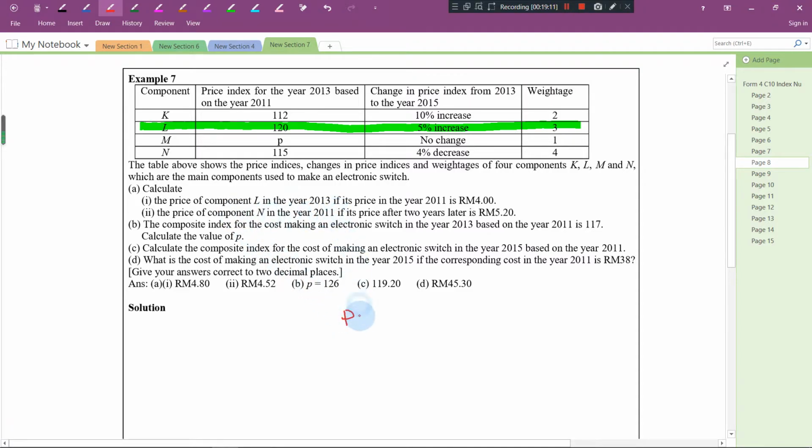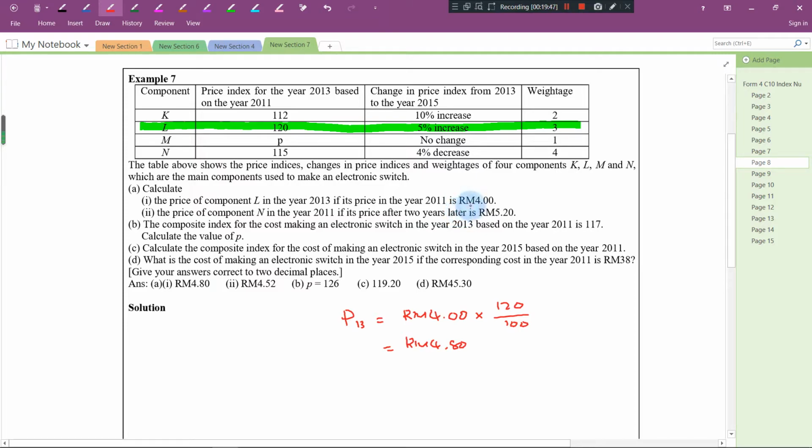The price in 2013 is equal to 4 ringgit times the increase of 20%, right? Times 120 over 100. Okay, if we get a very long decimal, we need to give our answer correct to 2 decimal places. Let's try this. So it's 4 ringgit 80 cents. Okay, if you don't want to use this method, you can solve it another way. So try first.